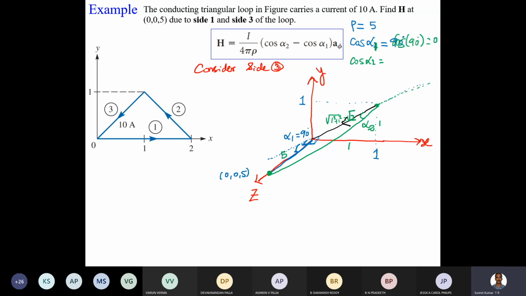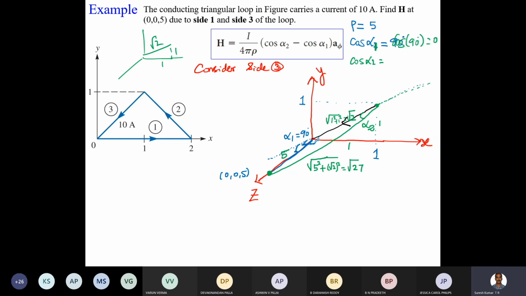And what is this length? This length is 5. Then what is the length of the green line? It will be square root of 5 square plus root 2 square. Not 29, square root of 27. The length of the black line is square root of 2, that we have calculated already, this detail is available. This is 1, so it will be square root of 2. Now you can calculate cos alpha 2.